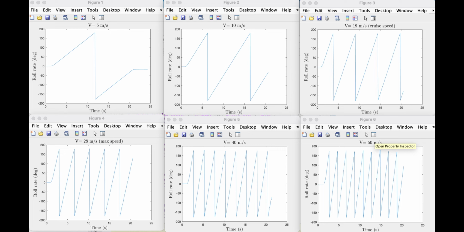It can be seen in these figures that as the airspeed increases, the roll rate also increases, shown by the increase of peaks as the figures move from left to right. Each peak represents each time the aircraft has rolled.